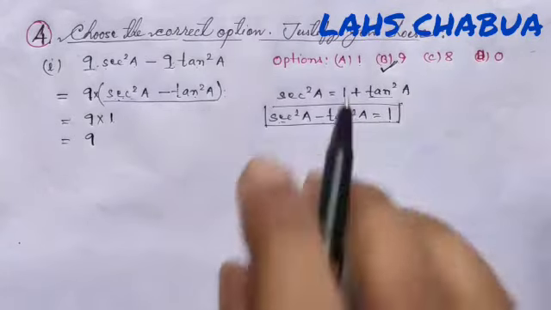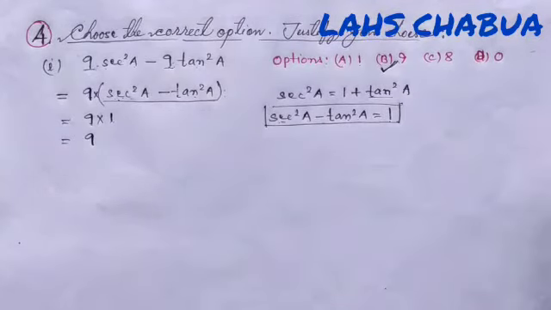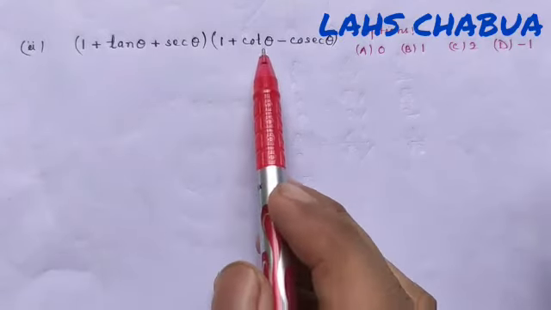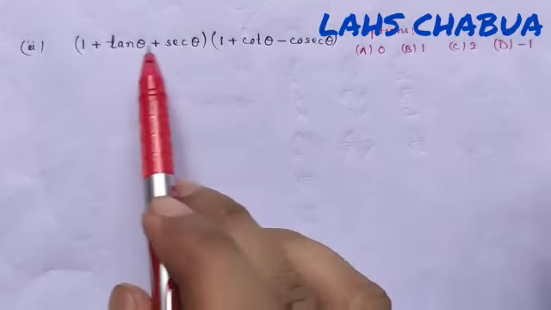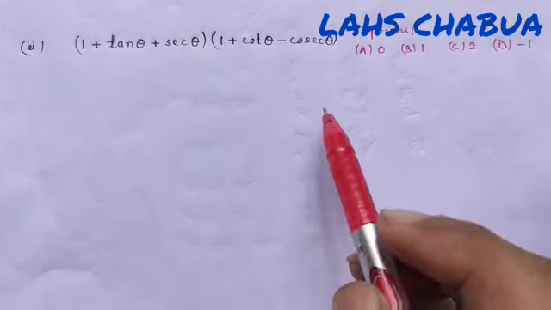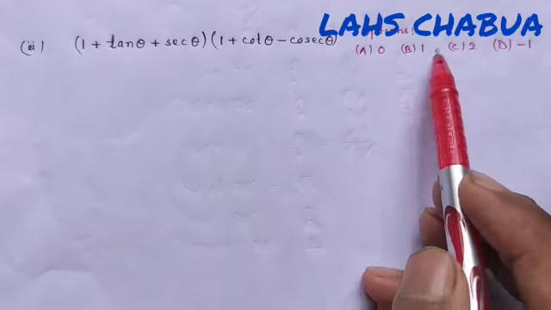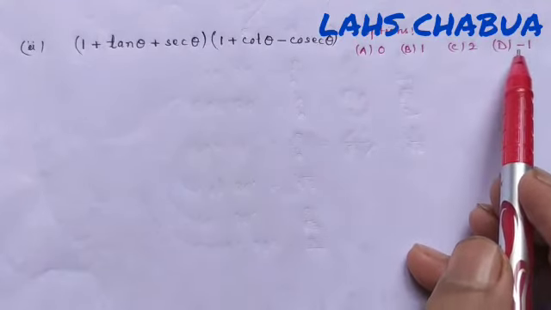Now come to the next question, that is question number 2. And this is our question: 1 plus tan theta plus sec theta, into 1 plus cot theta minus cosec theta. What will be the answer for this? Options have been provided for this question. The first option is 0, the second option is 1, the third option is 2, and the last option is minus 1. So let us check which answer is correct among these 4 given answers.